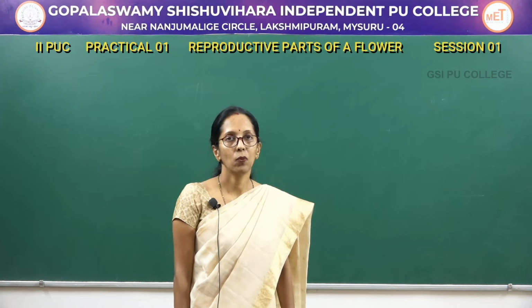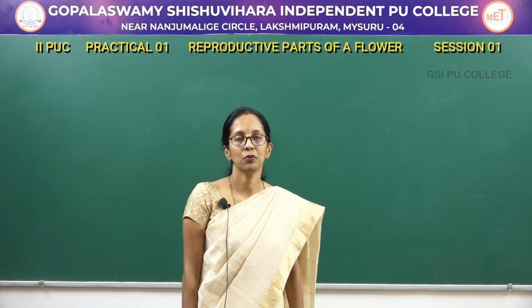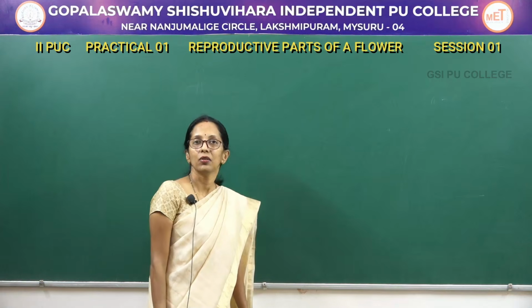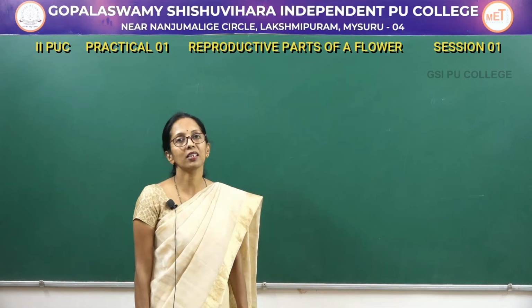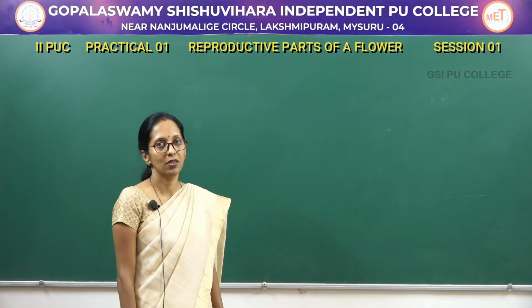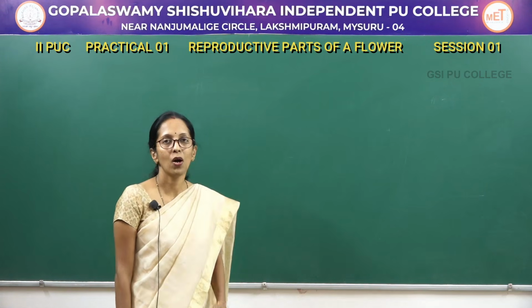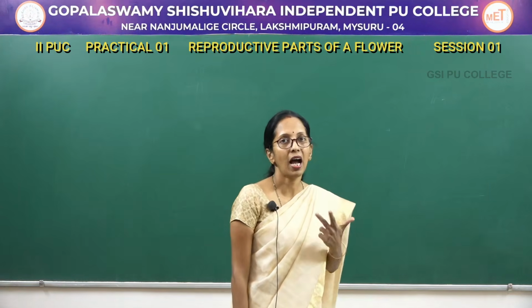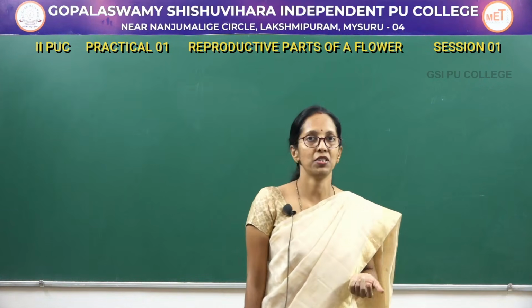Hello everyone, welcome to the second PU biology practical session. In this session, you are going to study the reproductive parts of a flower. So, a flower consists of 4 whorls: calyx, corolla, androecium and gynoecium.